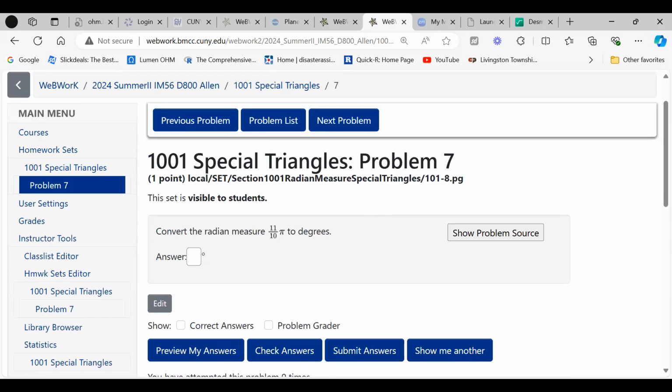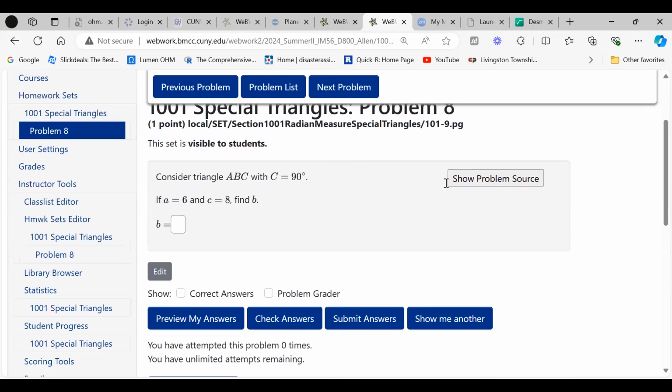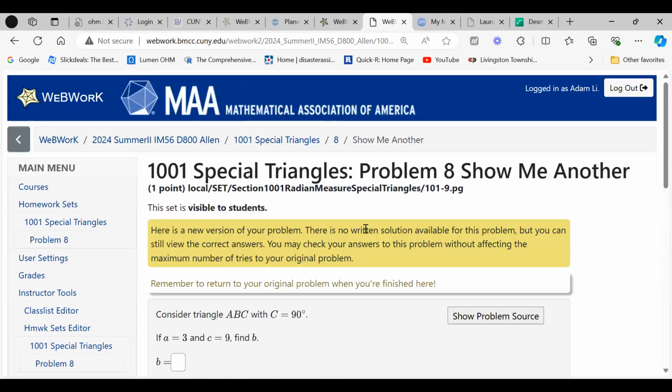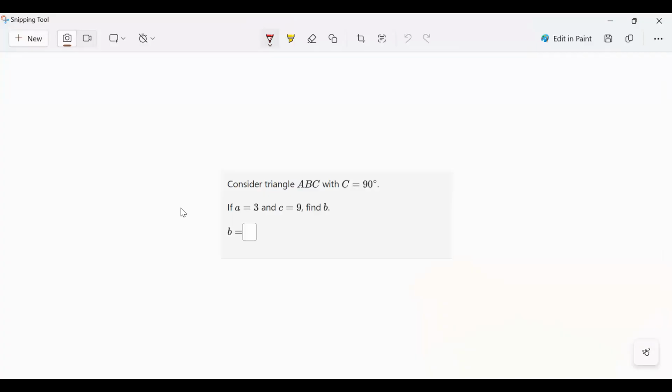Here, this is a conversion of radians to degrees. Again, it's very straightforward. And this one is something that we're going to talk about. We have a right triangle here because C equals 90 degrees, right? That means this is a right triangle and the Pythagorean theorem applies. Let me do a screenshot, share screen. Now, in a right triangle, the Pythagorean theorem applies.